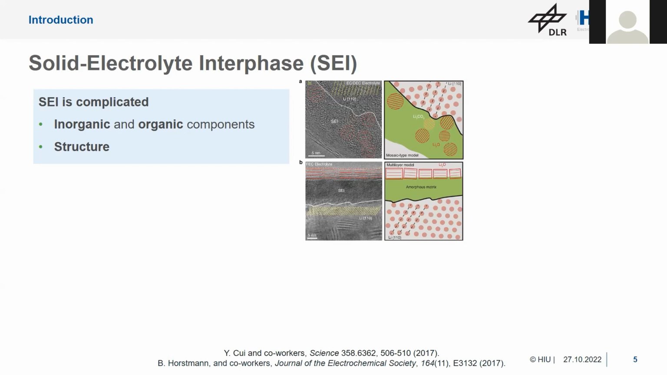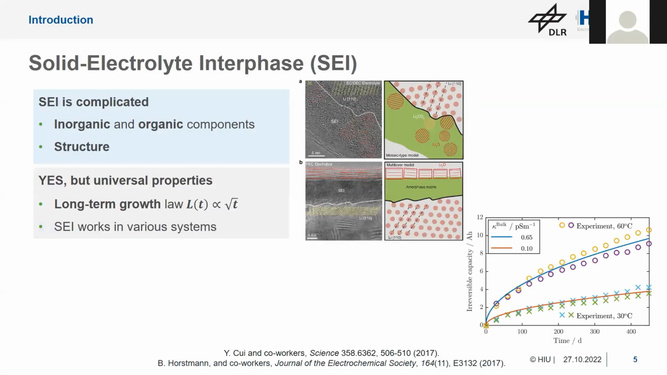Even so, this points towards a very important fact. The SEI is really, really important for the degradation. It's a negative electrode in our lithium-ion battery, but after 30, 40 years, it's still not completely understood. So it's really difficult, but there are a lot of universal properties, at least in running systems. And we often see a long-term growth law that goes with the square root of the time.